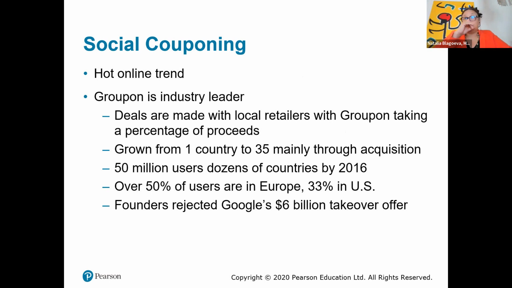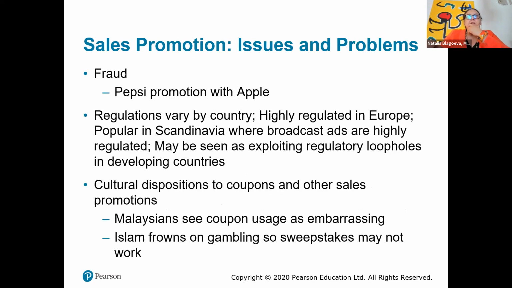As I said, the world of couponing is changing. We now have social couponing. For example, the industry leader in that is Groupon, which is distributing such coupons digitally. And it seems that this is a trend that will continue developing. Now, some of the issues we face when we do sales promotion could be fraud.